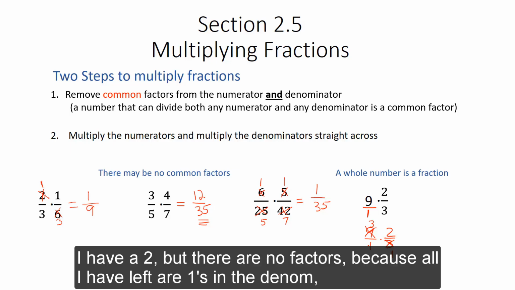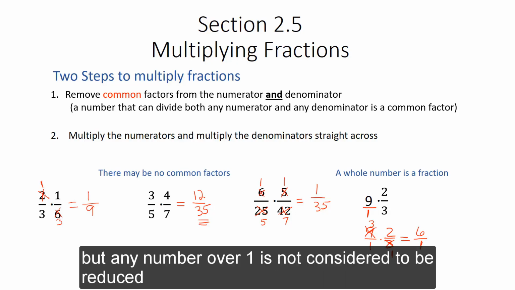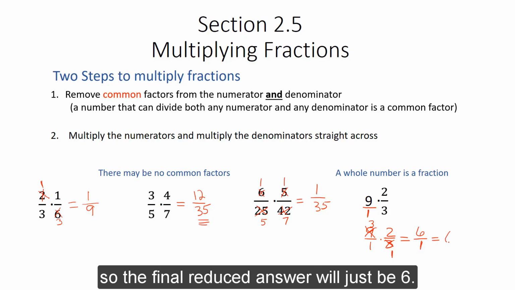I have a 2, but there are no factors because all I have left is 1's in the denominator, so I can go ahead and multiply. 3 times 2 is 6. 1 times 1 is 1. But any number over 1 is not considered to be reduced. So the final reduced answer will just be 6.